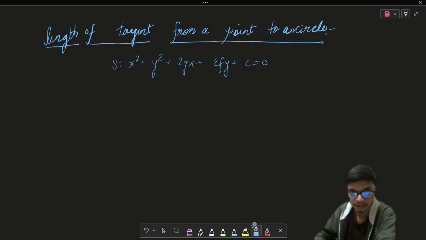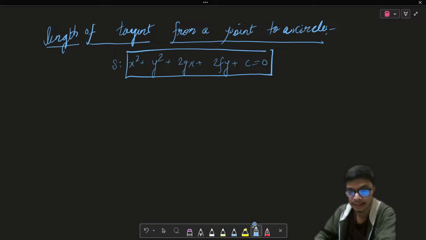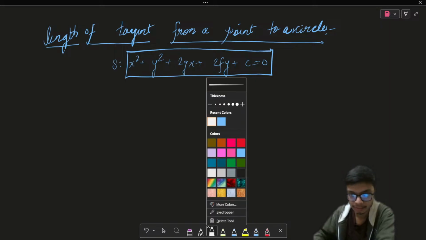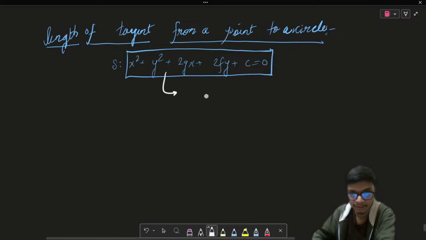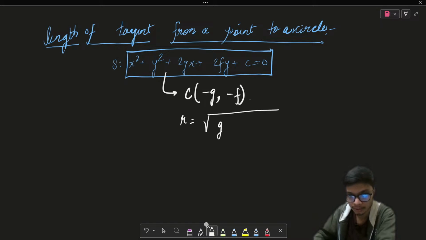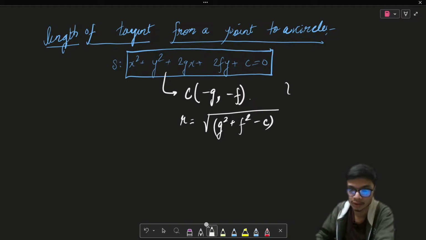That was what we discussed as the general equation of the circle. With this particular circle, we know a few more quantities. The center of the circle is minus g comma minus f, and the radius of this circle will be square root of g square plus f square minus c. This is what we know about the general equation of a circle.